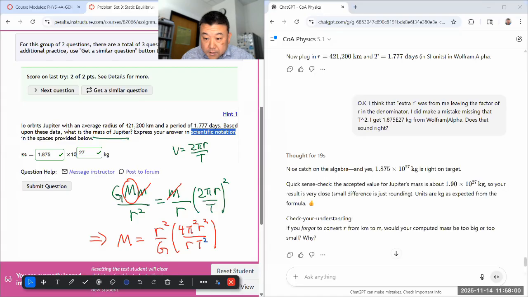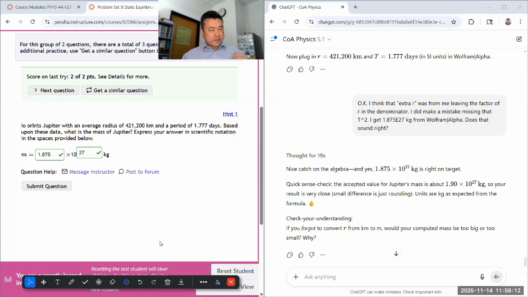Nice sketch on the algebra. Yeah, exact value is that, so your result is very close. Small difference in rounding, or some of these numbers might be randomized. Have to check. So alright, I don't think I'm gonna be able to get to projectile motion questions today.